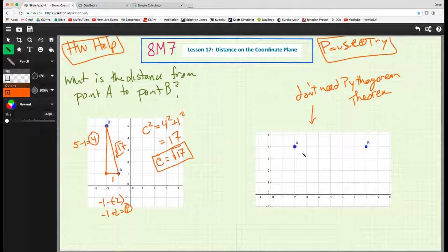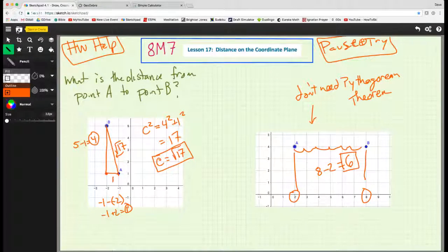Just don't need it. We can just count it out. 1, 2, 3, 4, 5, 6. Or we could have said, well, 8 minus 2. So our answer either way is 6, whether we counted one at a time or we used subtraction of our coordinates. Great.